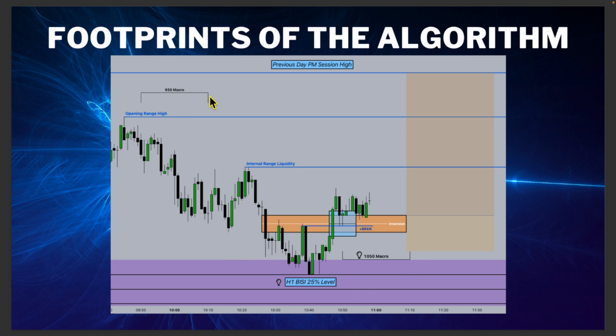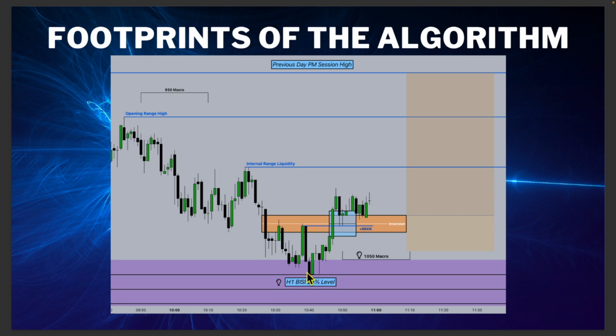Okay, so I will walk you guys through how I internalize this price action. So the 950 macro sends us to where? This hourly fair value gap, but more precisely what? The first quadrant, the 25% level of this hourly BISI, right? So I see price hitting it here once, hitting it here twice, wicking into it here a third time.